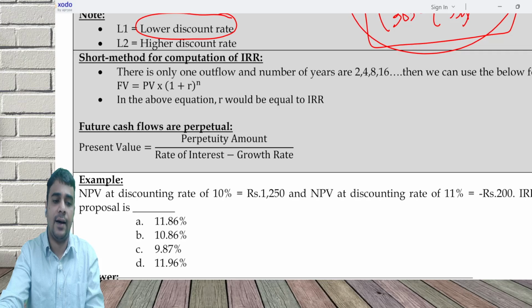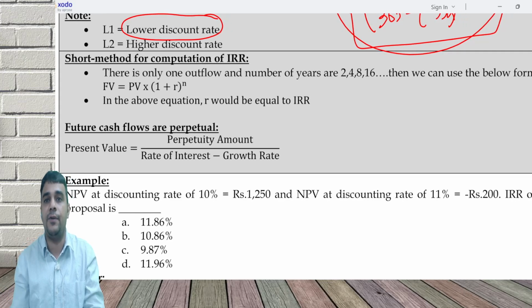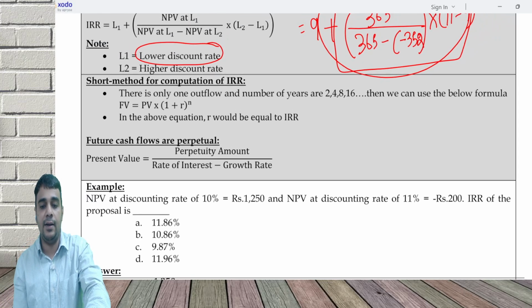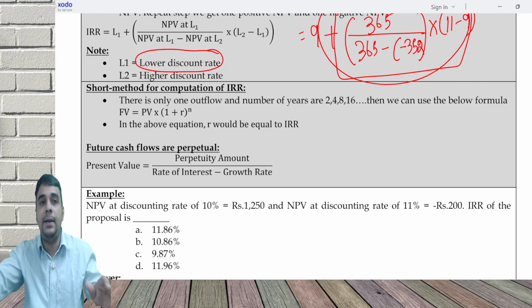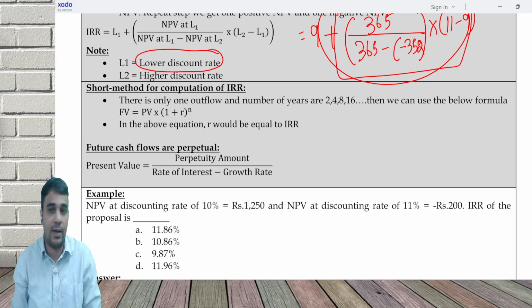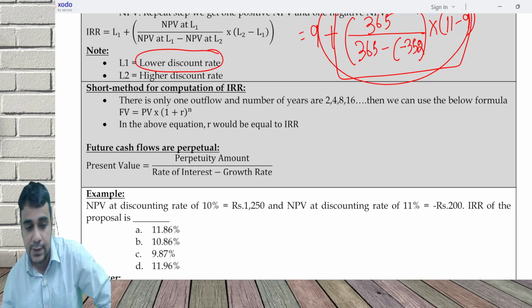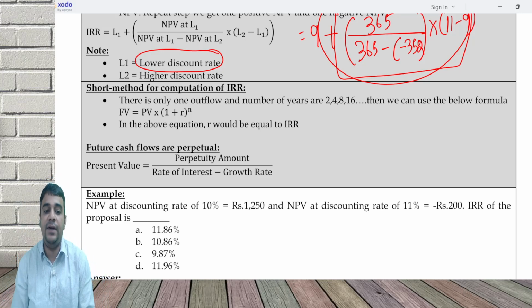Can you get me the IRR here? One positive, one negative I've given here. Get me the IRR here. Whether you want to put it in a timeline or apply the formula, that's your wish. Get me the IRR for this. NPV at 10%, NPV at 11%. One positive, one negative.